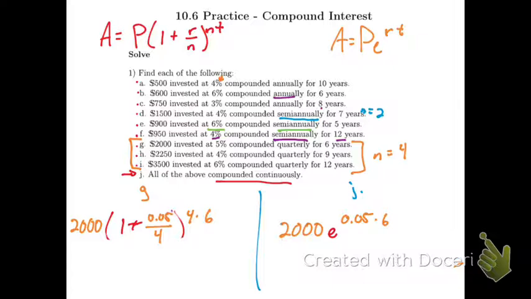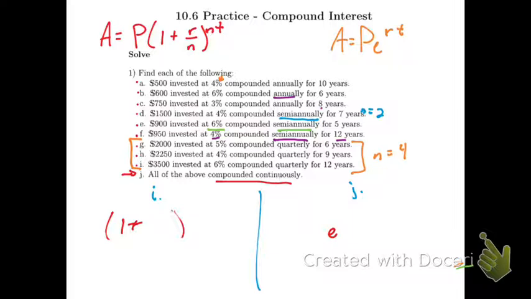letter G. And hello to letter H. For H, we put 2,250 in for the principal. Then we invested at 4%, so 0.04. It's compounded quarterly, so I would drop a 4 there and a 4 there. And then, how long are they both going to be in? They're going to be in for 9 years. And that, ladies and gentlemen, is H.